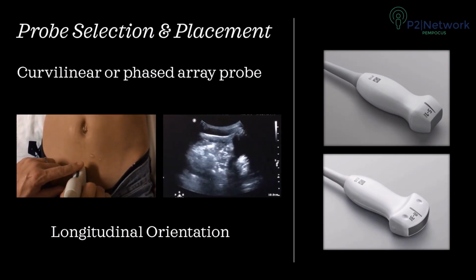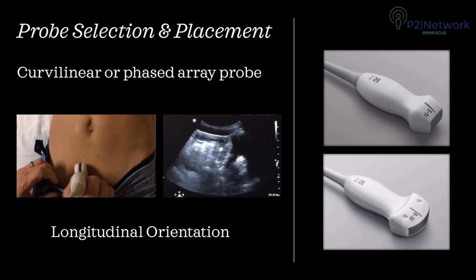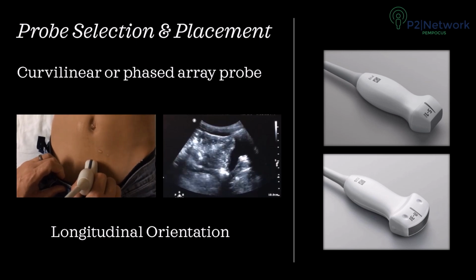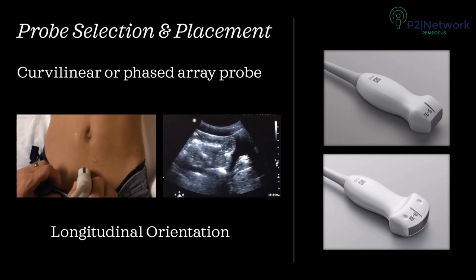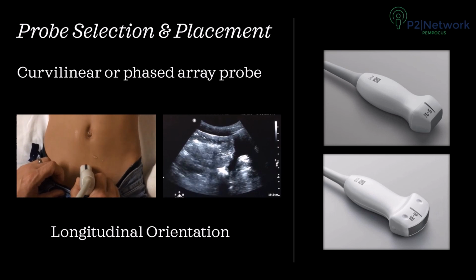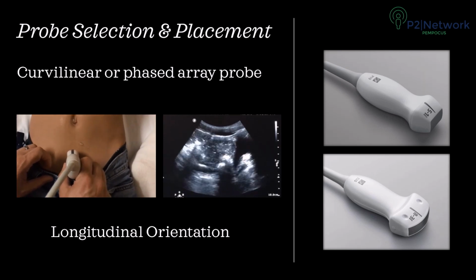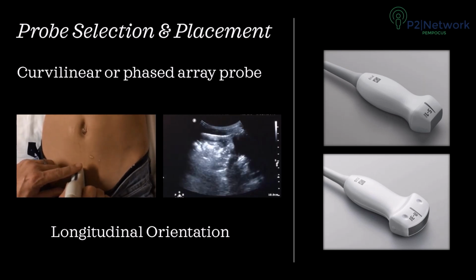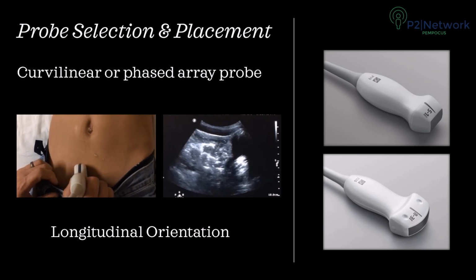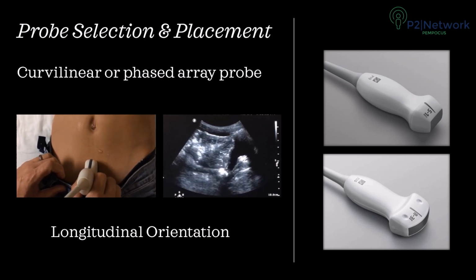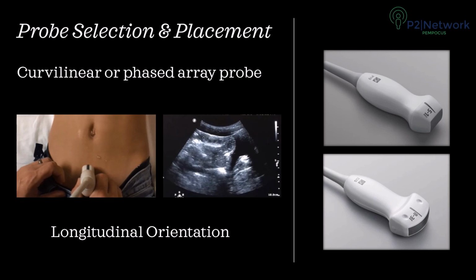A second view is obtained in the sagittal or longitudinal orientation by rotating the probe marker up towards the patient's head and again rocking or fanning the probe towards the patient's feet. If you're familiar with the FAST exam, these views and orientations are identical to the pelvic views obtained in that exam.